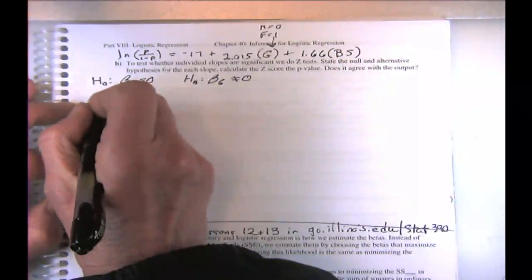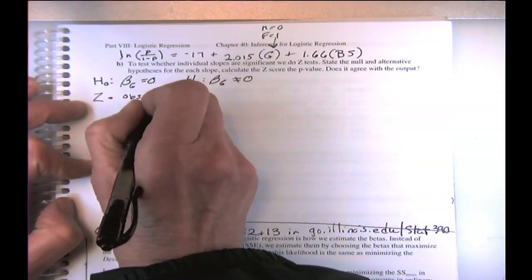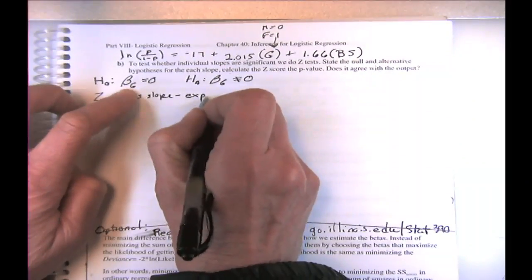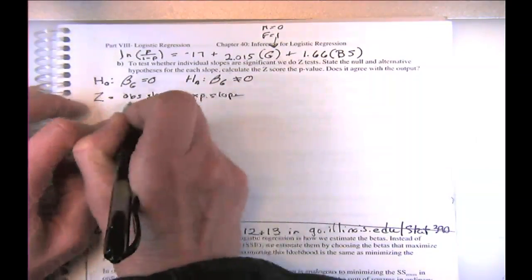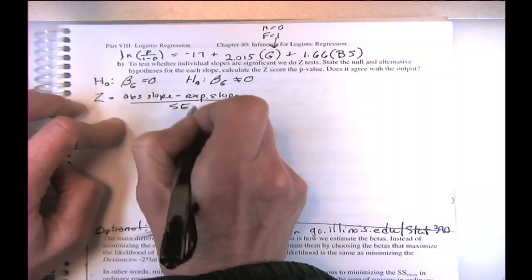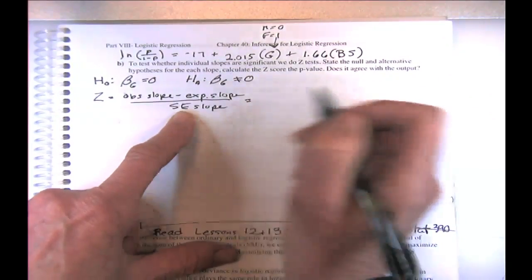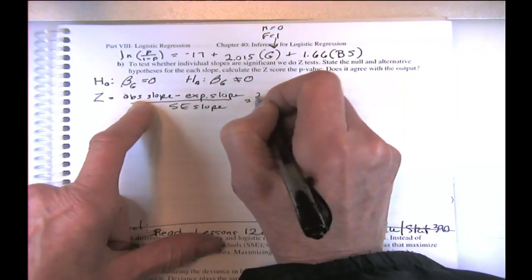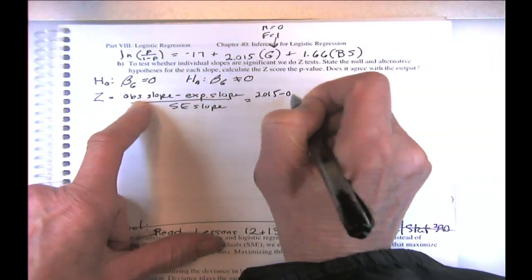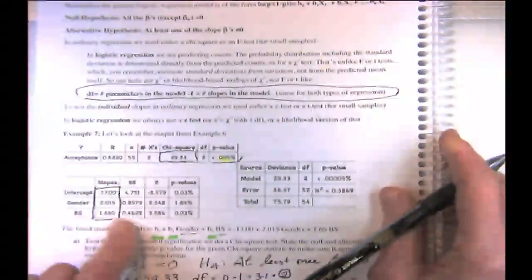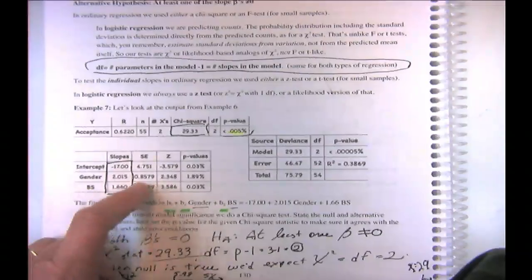We compute a z-statistic, and we take our observed slope, like we always do, minus our expected slope, which is 0 under the null. And you divide it by the standard error for the slope. Now these standard errors are complicated to figure out, so we're just going to read it off the printout. So our observed slope is 2.015 minus the expected of 0. We can cross that out. And then the printout here just gave us the standard error for the slope, 0.8579.